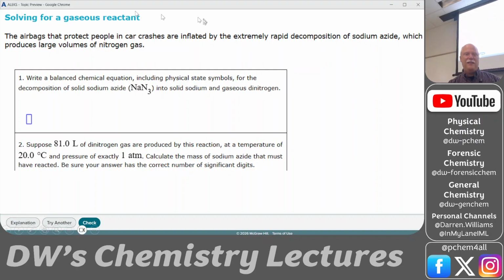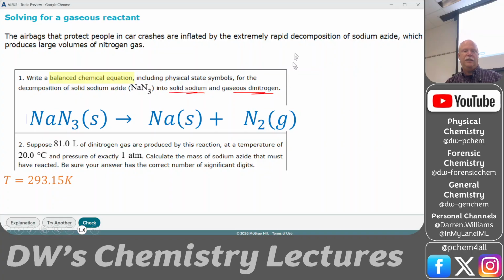So let's look at the math that they're asking us to do. It says first write a balanced chemical equation. So let's do that. We have this sodium azide, and it's a solid, okay? And it's telling us what it's breaking into. It's breaking into solid sodium and gaseous dinitrogen, okay? And so it's going to give us sodium and nitrogen. So let's balance this equation.